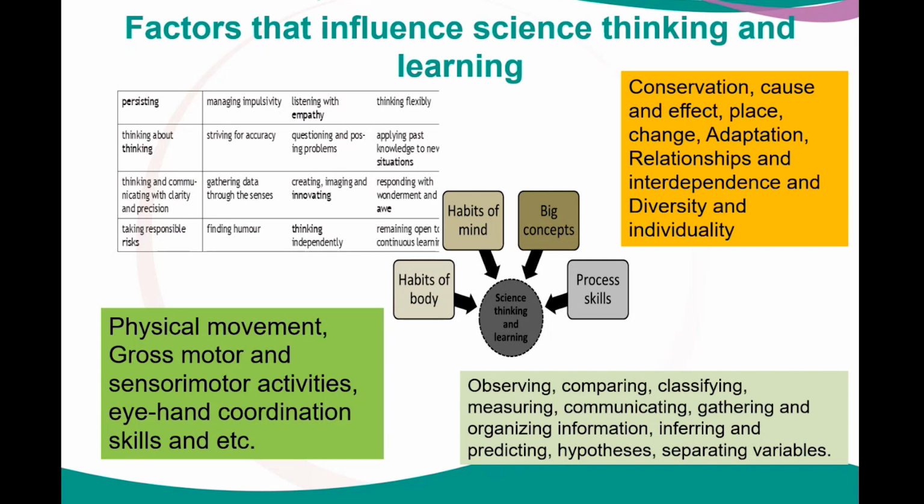Further, there are habits of mind according to which young learners are specifically described as visualizers, experimenters, describers, representers, inventors. Children's habits of mind are used in Learning Unit 3 to describe the development of learning activities. You'll notice that as well. Let's look at habits of body. So habits of body is basically the physical movement, gross motor and sensory motor activities, eye-hand coordination, these skills.